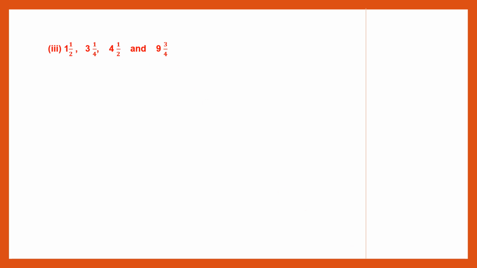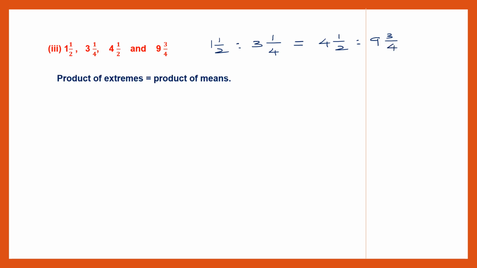So the first one, that is 1 1/2 is to the second term 3 1/4 form the first ratio, and this should be equal to 4 1/2 is to 9 3/4, if they form a proportion. So now, product of extremes equals product of means.